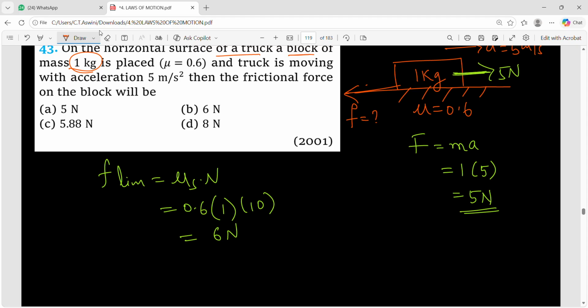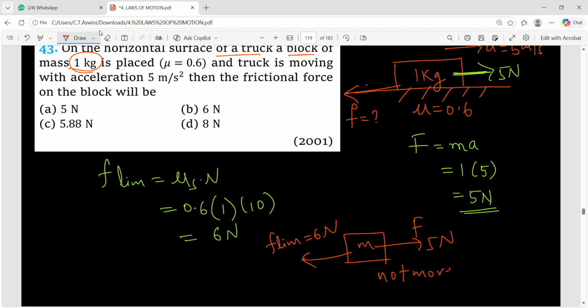But the frictional force provided by the surface of the truck is 6 newtons. See, this is the block. External force is 5 newtons. But the maximum friction, F limiting, is how much? 6 newtons. Will the block move now? It will not move. Why is it so? Because F is less than F limiting. Now, in this case, what will be the frictional force when F is less than F limiting? It is static friction and its value is equal to the external force only. That means this is equal to 5 newtons only.